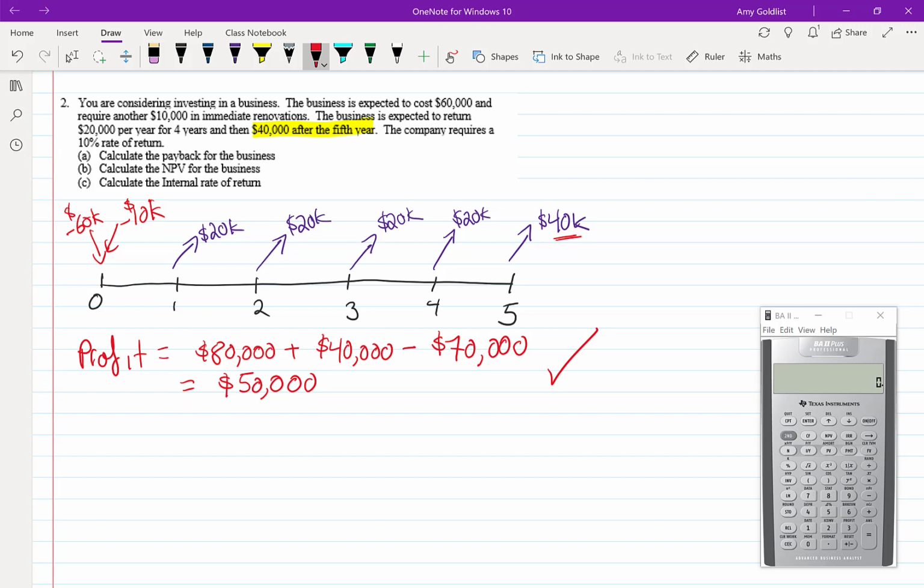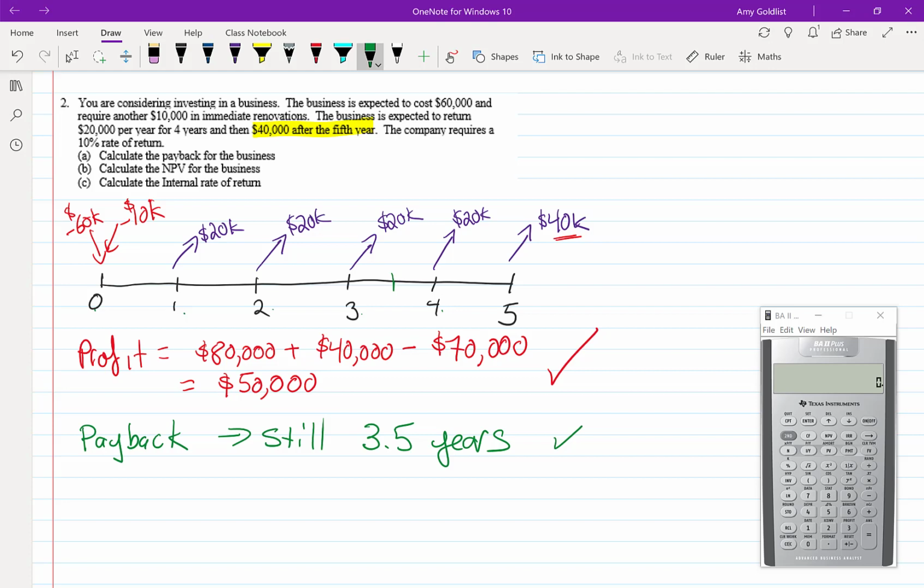Let's do that again. Let's look at our payback. Our payback isn't going to be different than we had before. Negative 70, negative 50, negative 30, negative 10, 10,000. Our payback is still 3.5 years, same as it was in our last question. So that's all we have for payback. That's okay. When I'm comparing these 2 businesses now, I have a bigger profit in this one than I did in question 1.